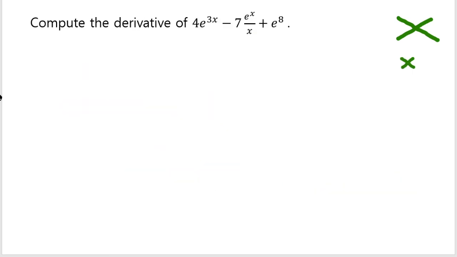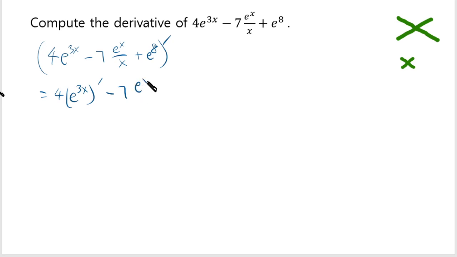Okay, next. We have a bunch of things, and we're trying to differentiate this: (4 e to the 3x minus 7 times e to the x over x plus e to the 8) prime. Well, because these are minuses and pluses, in that case we just simply differentiate each individual one separately, right? Dealing with addition and subtraction for derivatives, that's easy, okay?